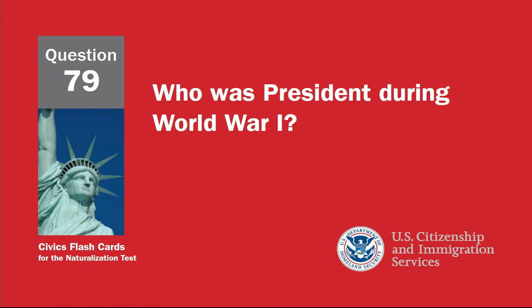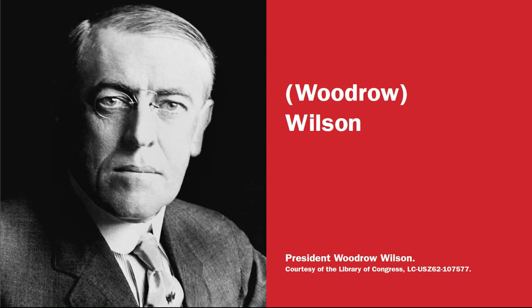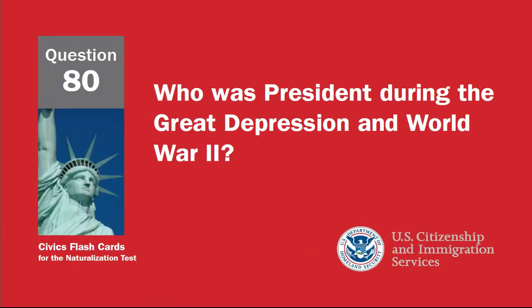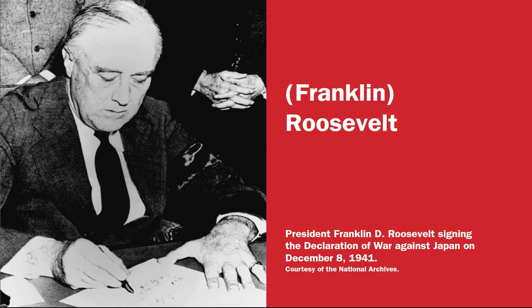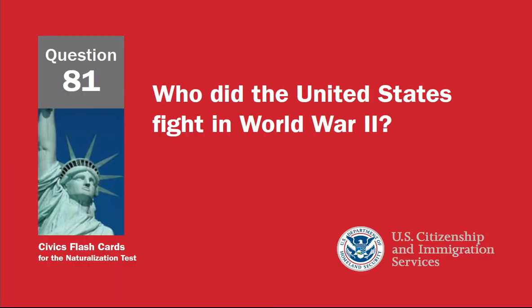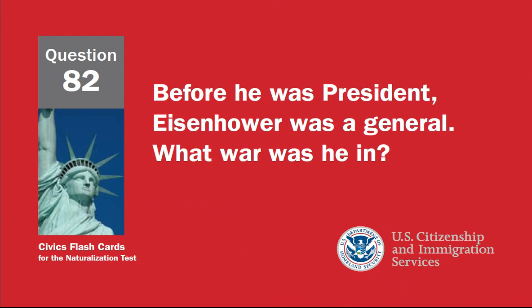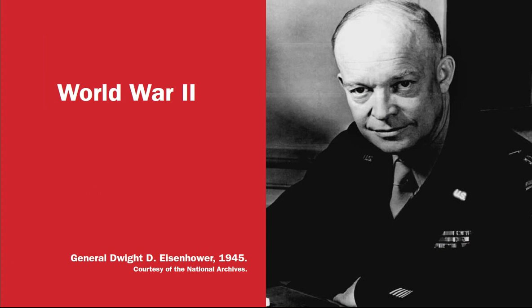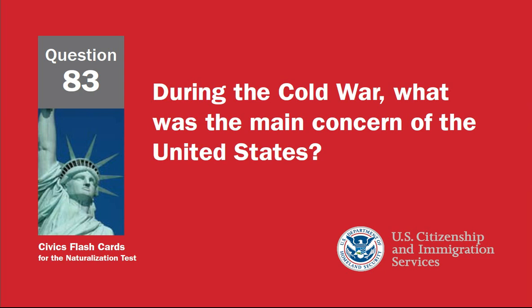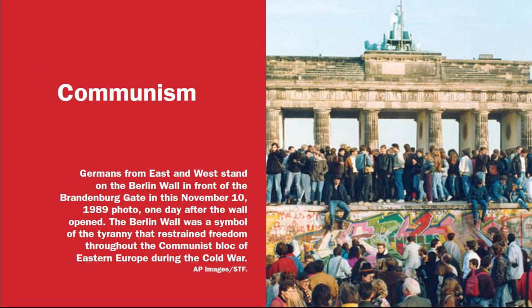Who was president during World War I? Woodrow Wilson. Who was president during the Great Depression and World War II? Franklin Roosevelt. Who did the United States fight in World War II? Japan, Germany, and Italy. Before he was president, Eisenhower was a general. What war was he in? World War II. During the Cold War, what was the main concern of the United States? Communism.